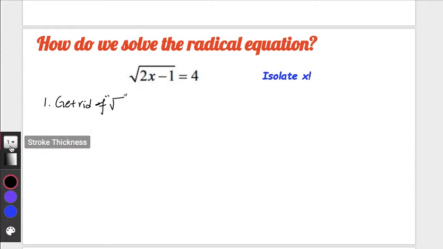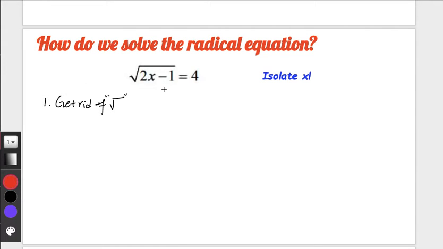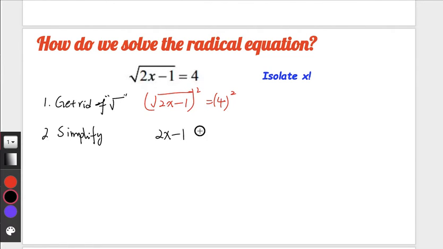Let's check. I'm going to use a different color to show the different steps here. The first is the square root of 2x minus 1 equals 4. In order to get rid of the square root symbol, some students probably already figured out the idea: we need to square it. Meaning whatever you do on the left side, you do exactly the same thing on the right side. Then we can simplify. Now the square root is gone, and 4 squared is 16.